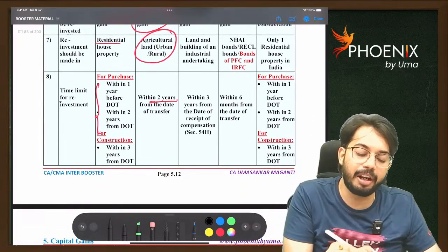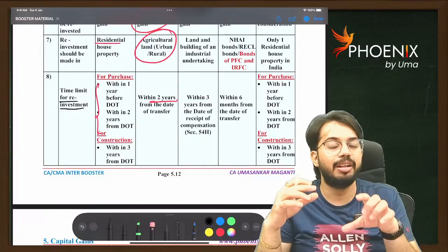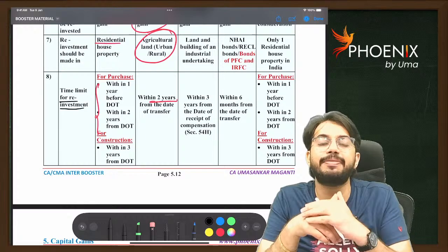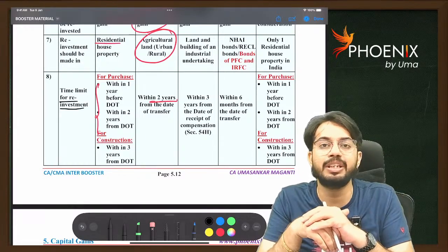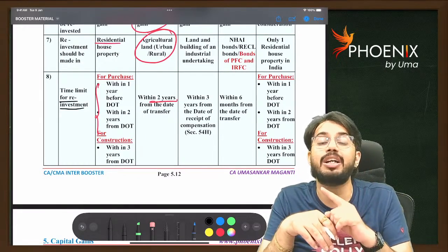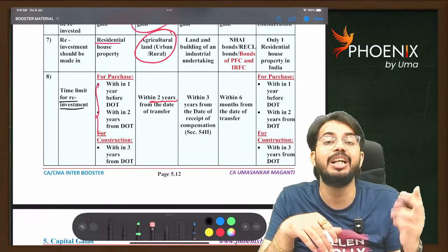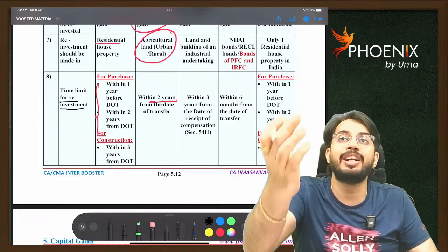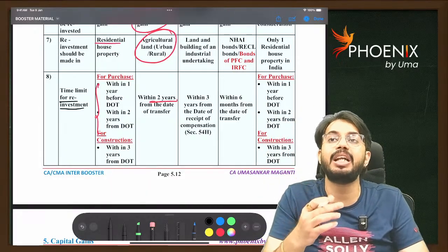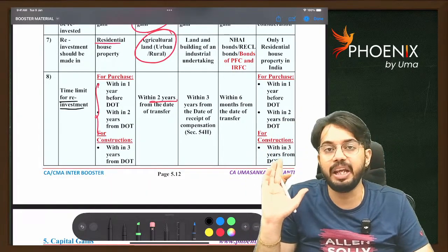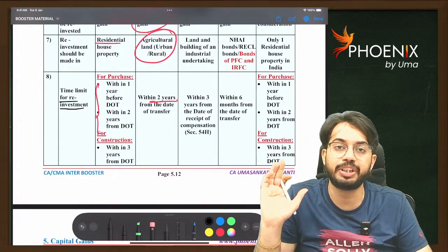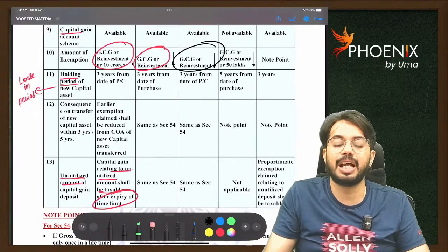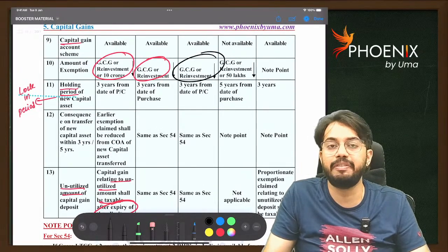Next, time limit for reinvestment. See, this exemption is available only in case of compulsory acquisition. In the morning class we have discussed, whenever compulsory acquisition is done by government, capital gains are not taxable in the year of compulsory acquisition. They are taxable in the year in which compensation is received. So from the date on which compensation is received, within the next 3 years, you should make reinvestment. Then exemption is available under section 54D. How much is the amount of exemption? Gross capital gain or reinvestment, whichever is lower.